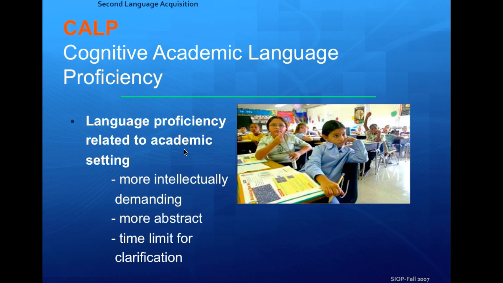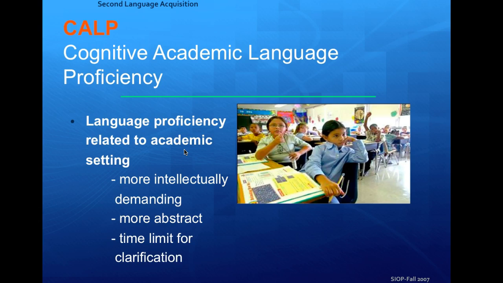Now we're looking at the other part of that iceberg, the cognitive academic language proficiency. CALP refers to formal academic learning. This includes listening, speaking, reading, and writing about subject area content material. This level of language learning is essential for students to succeed in school. Students need time and support to become proficient in academic areas. This usually takes from 5 to 7 years.